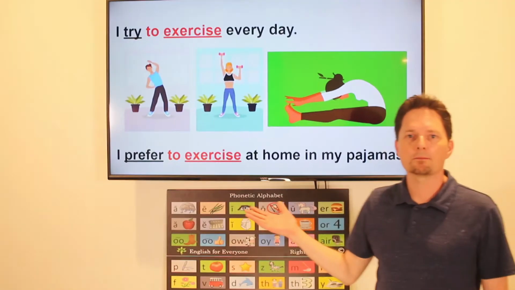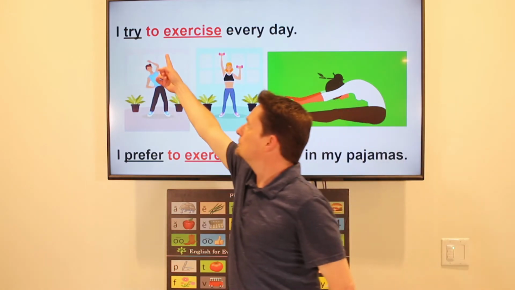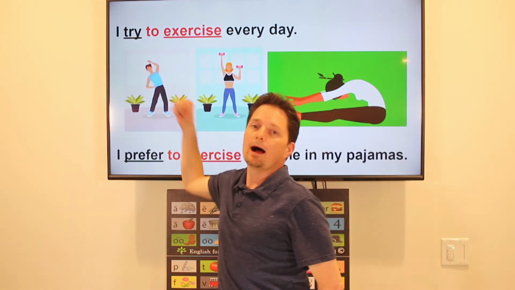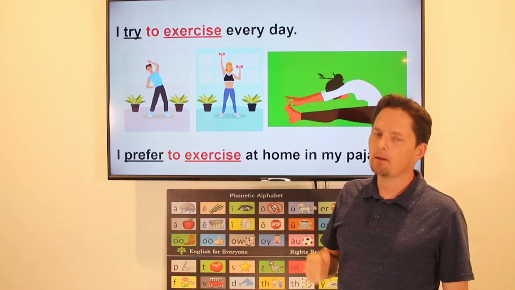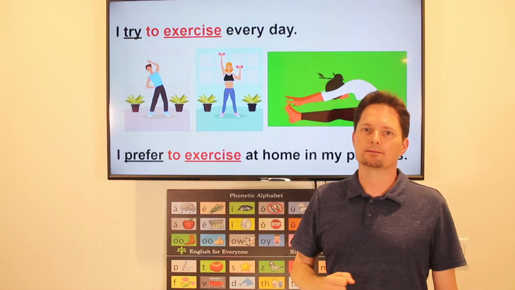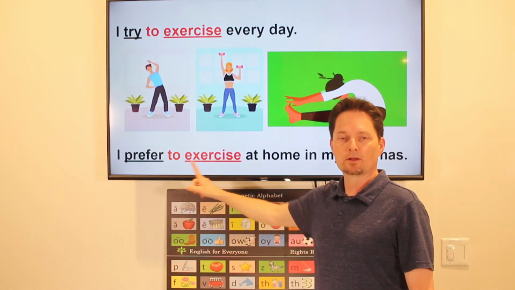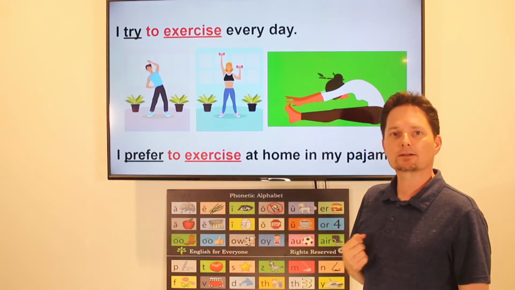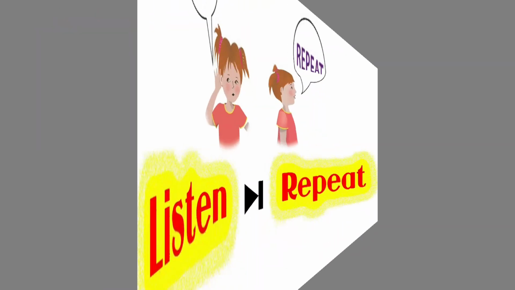Very good. More examples where we have two actions and we use our connector to. Two actions, use to. I try to exercise every day. It's not easy, but I try to exercise. And prefer. Prefer to exercise. Remember the connector to. I prefer to exercise at home in my pajamas.